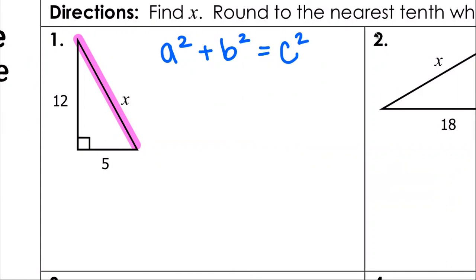Okay, well, 5 and 12 are our legs. So we're going to write 5 squared plus 12 squared. This time, we don't know what c is. So we're going to write it as x squared. Okay, so now our job is to solve.